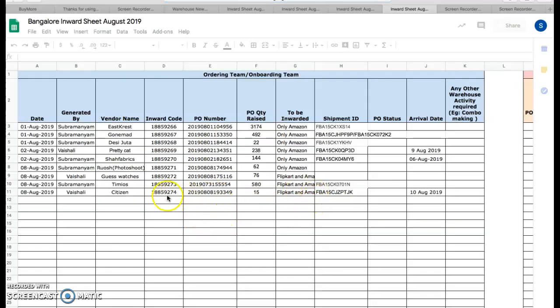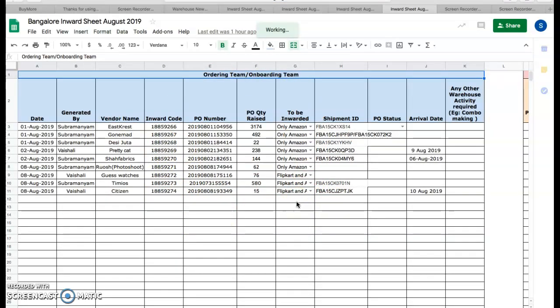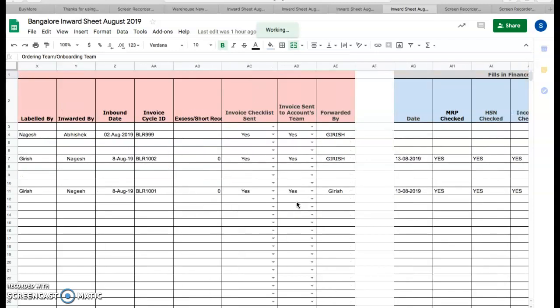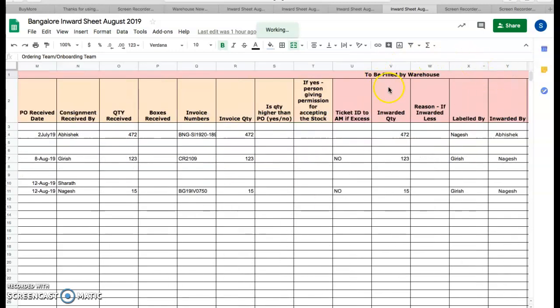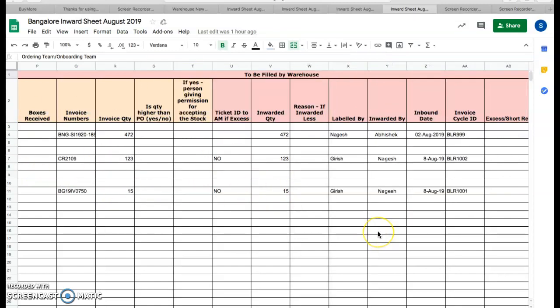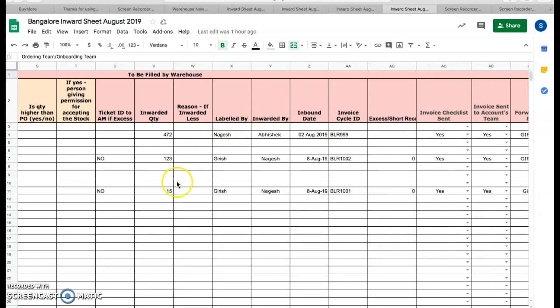The first half was filled by the brand coordinators. The second half was to be filled by the warehouse, which was again divided into two halves. The first half is already filled by you. The second half has to be filled once the products are completely inverted.